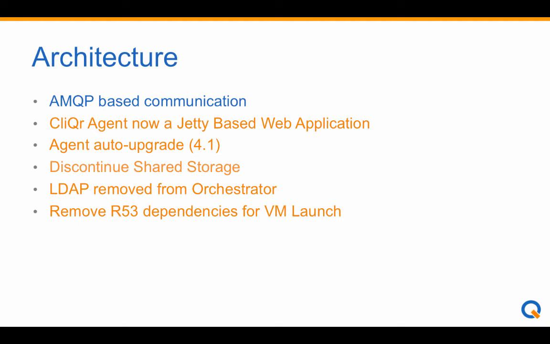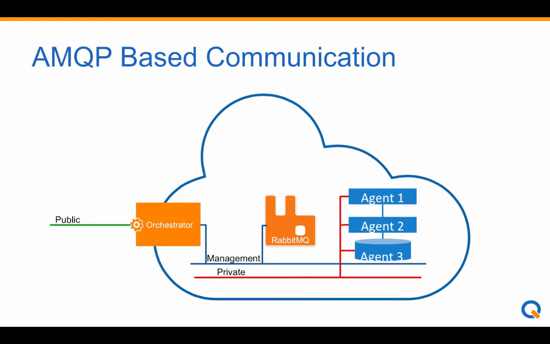In 4.0, the architecture is changed in order to support more complex application network architectures, like private networks that the orchestrator cannot access. To support this use case, CliQr has added the requirement for a RabbitMQ AMQP server to be co-located with each orchestrator server. AMQP stands for Advanced Message Queue Protocol and is a messaging server that holds messages for other systems to pick up and do work.